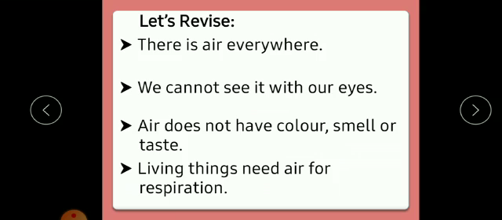Dear children, here we have completed the lesson. Let's revise what we have studied. There is air everywhere. We cannot see it with our eyes. Air does not have color, smell or taste. Living things need air for respiration.